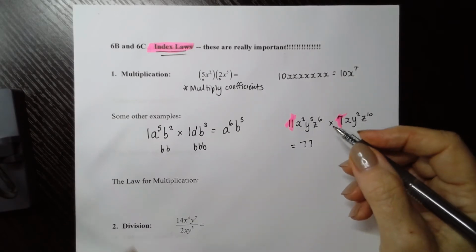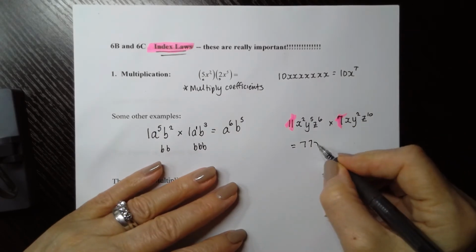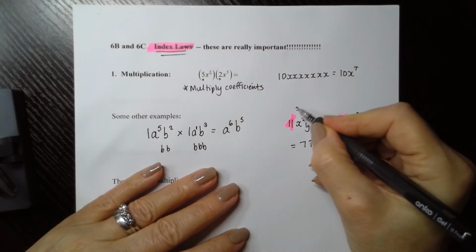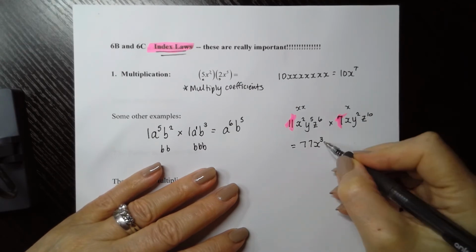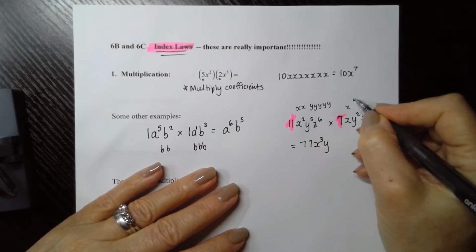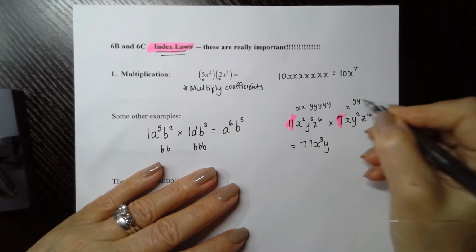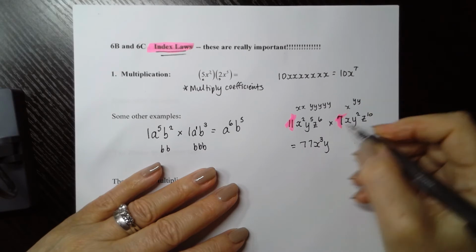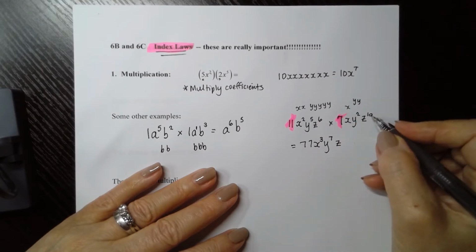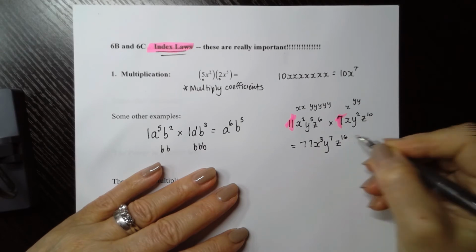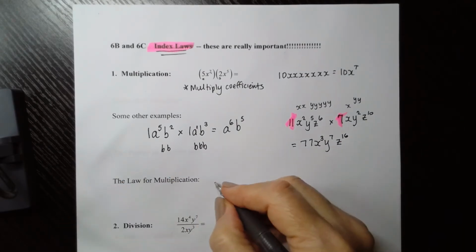Now I'm going to use my index law for multiplication, and I'm going to say, all right, I have x squared here, and I have x here. So I have 3. The y's, let's see, I have y to the 5th and y squared. So I have 7 y's, and z, I have 6 here and 10 here. Getting too big to write it all out. I just add them. So let's write the law for multiplication.